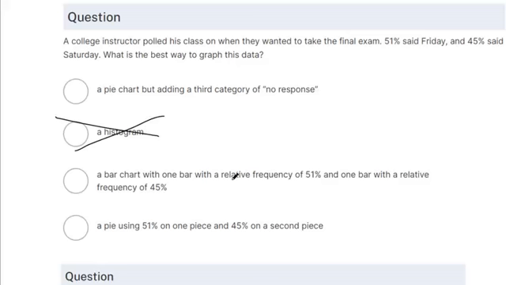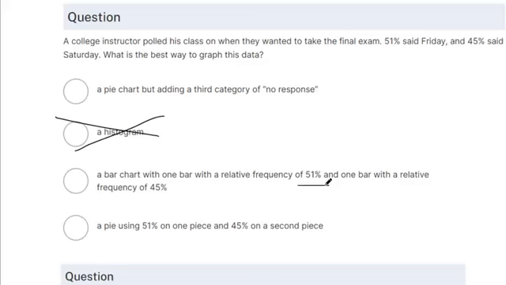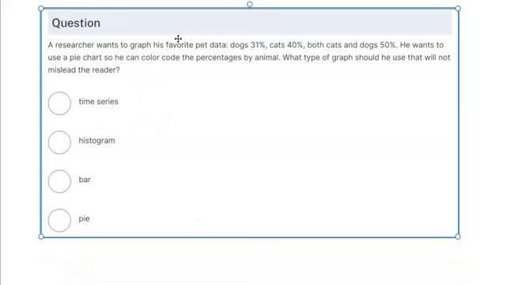A bar chart could go to 51% and 45%. That's not too bad, but it's also going to mislead readers because they're not going to quickly do that addition with a bar chart. When we have percentages, we usually use a pie chart, but they need to add that category of no response. And this pie chart right now doesn't make sense because it doesn't add up to 100%. All pie charts need to add up to 100% because their goal is to show the portion of a whole.